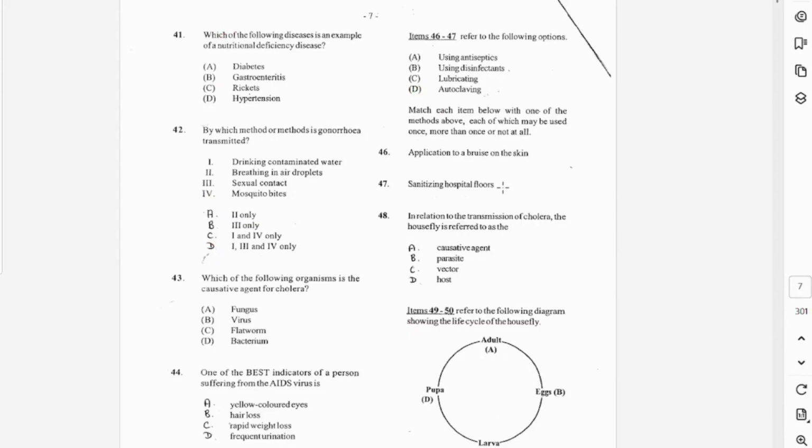So then we have 41. Which of the following diseases is an example of a nutritional deficiency disease? The answer is C. 42. By which method or methods is gonorrhea transmitted? 1. Drinking contaminated water. 2. Breathing in air droplets. 3. Sexual contact. Or 4. Mosquito bites. The answer is B. Sexual contact.